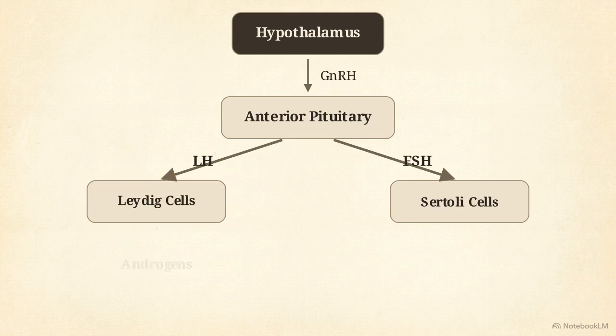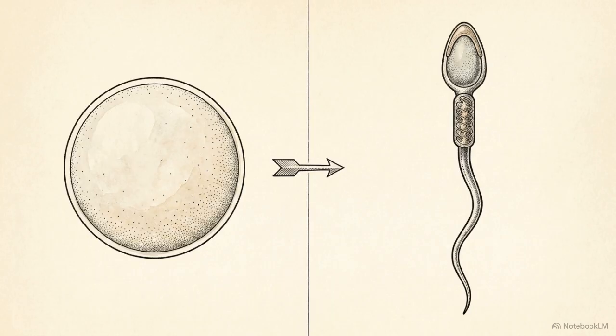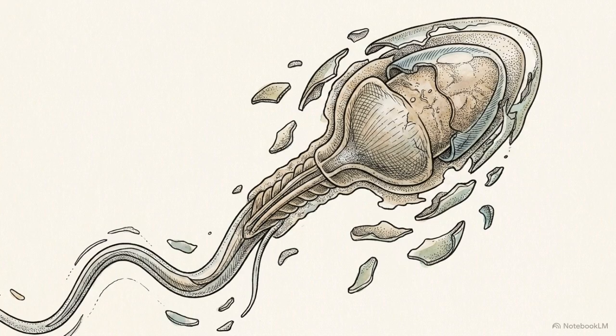LH acts externally on Leydig cells to stimulate androgen synthesis. Simultaneously, FSH acts directly on the Sertoli cells within the tubule, secreting factors required for the final stage of maturation. That final stage is spermiogenesis. It is the physical teardown and rebuilding of the cell, transforming inert, round spermatids into highly specialized spermatozoa. The architecture is stripped to its absolute minimum.